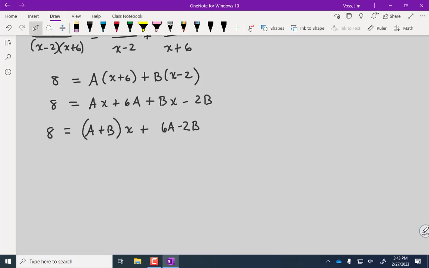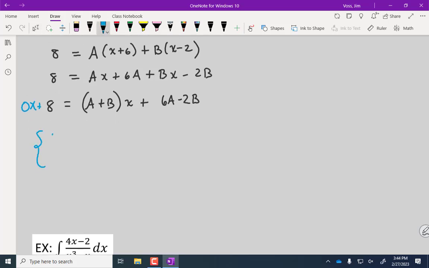On the left here, this is a polynomial. What is the coefficient of x here on the left? 0. So this is going to create a system here. We're going to have 0 coefficient of x on the left. Coefficient of x on the right is a plus b. Constant on the left is 8. Constant on the right, 6a minus 2b. So there's the system that represents the solutions we are looking for, A and B.